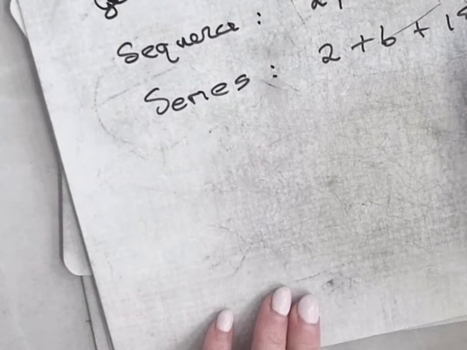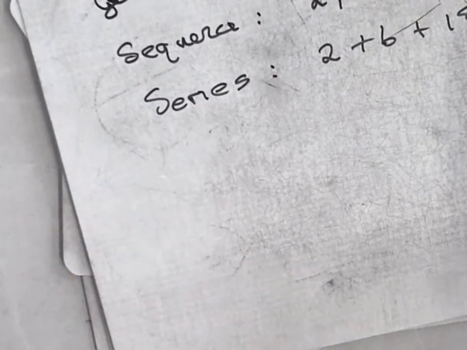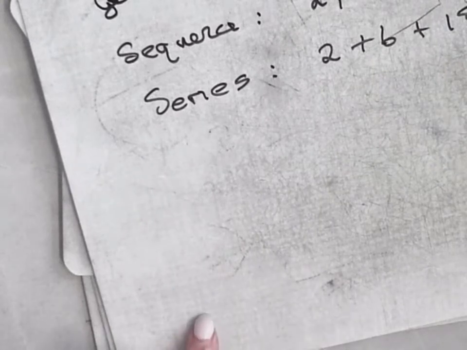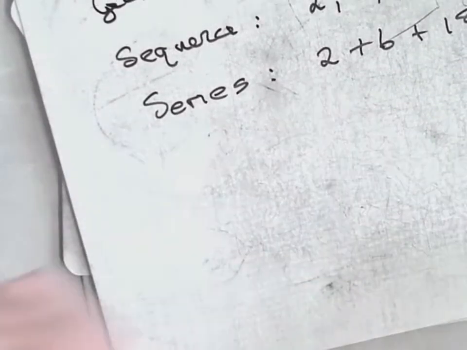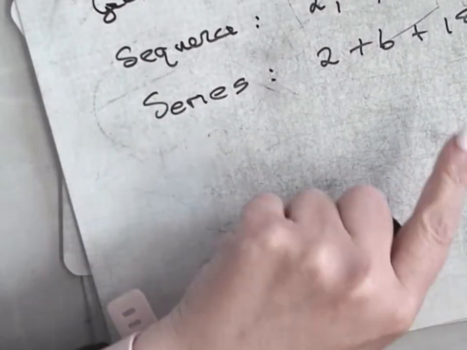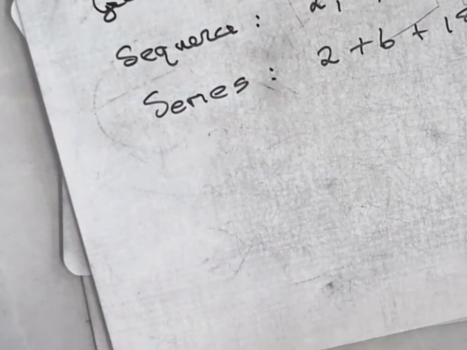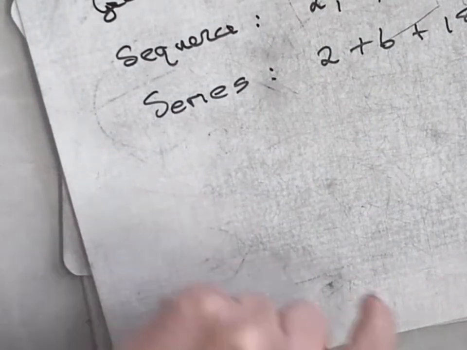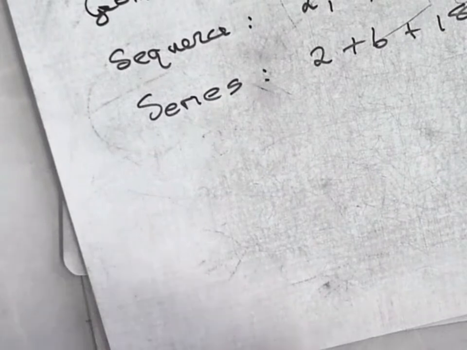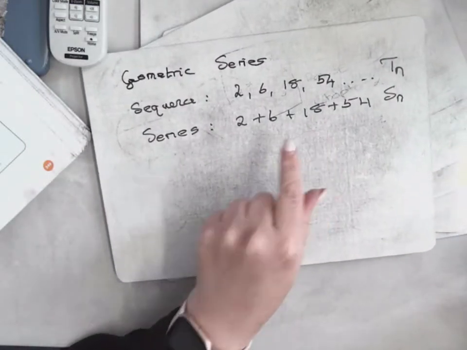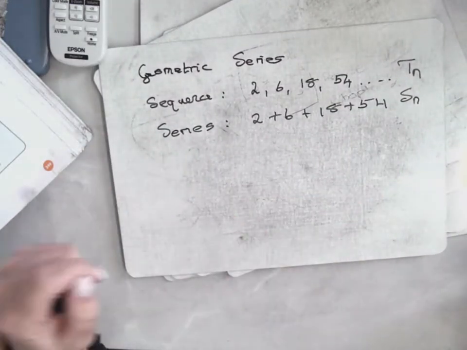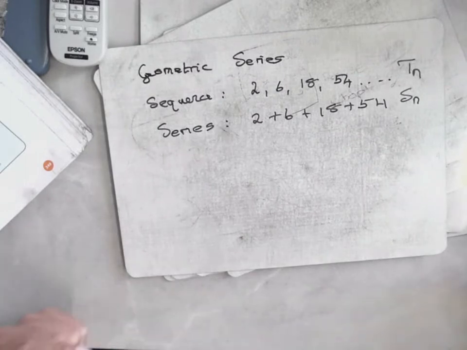And for the sequence we had Tn, as in term number 1, term number 2, term number 3, etc. For the series you have sums. So S1 is the sum of the first term. S2 is the sum of the first two terms, so the answer would be 8, wouldn't it? S3 would be the sum of the first three terms and the answer would be 26. Sorry, apologies. So S3 would be 26, S4 would be 80, etc.